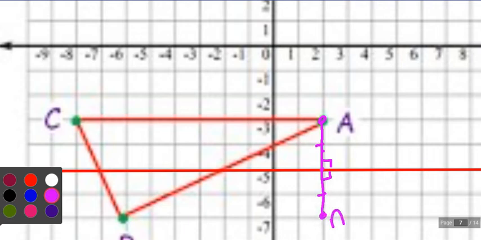We can do that for B. So this time we're traveling up to the line of reflection, but we should also travel the same amount, 2 units, and also at a right angle, and that should locate our B prime. And then our C is going to travel downward to the line of reflection, 2 units, and then 2 units away, and that should be our C prime.